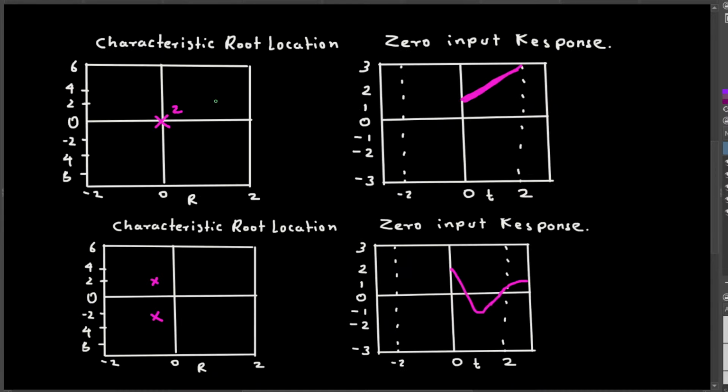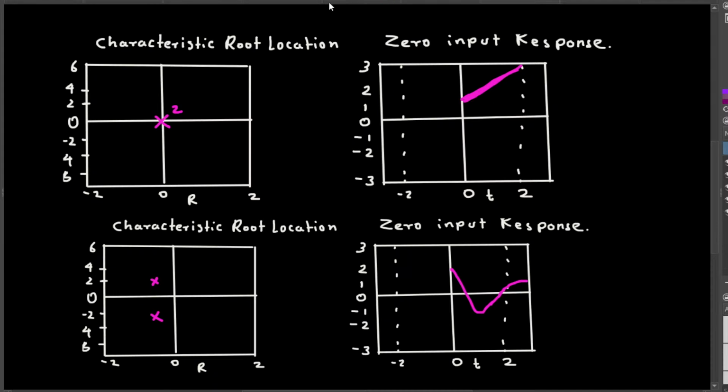Characteristic root location: here we have 0, but this is a second order pole. If it's a first order pole, that is marginally stable, but if it's second order, that's unstable. This one is unstable right here. And the next one we have is two poles, where the real part is less than 0, so this is stable.